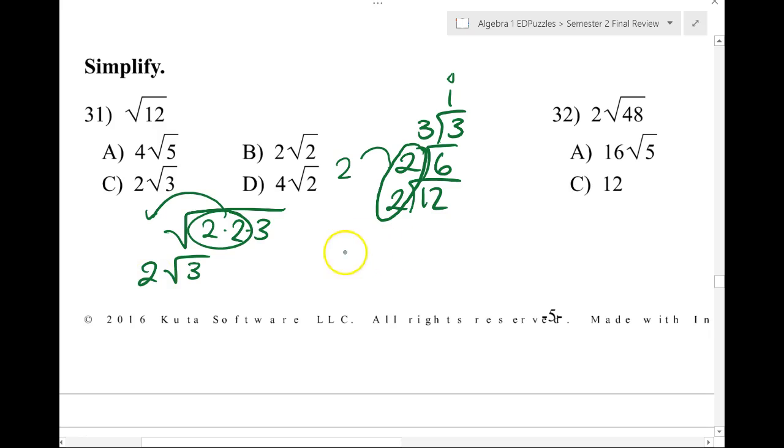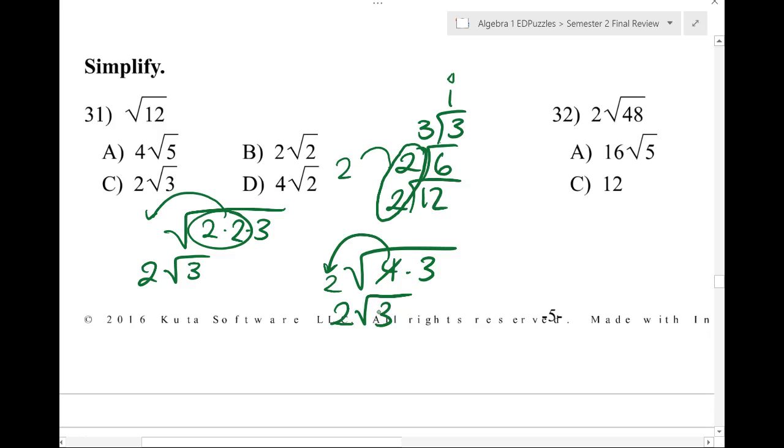Another way you guys might have learned it is that with 12, you want to see if you can take out a perfect square from 12. And I know that 4 times 3 is 12. And then the square root of 4 is 2, so I can just basically cancel out and it becomes 2.